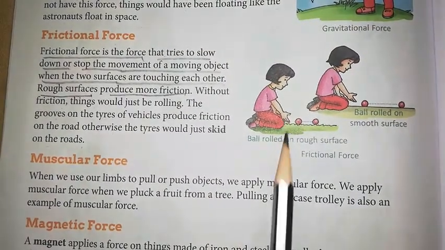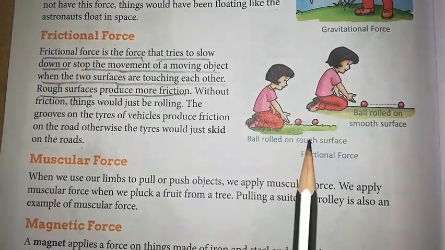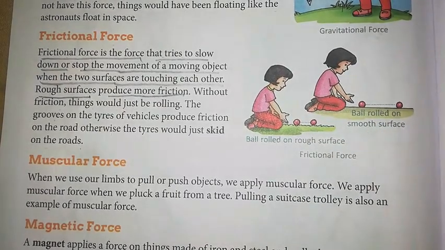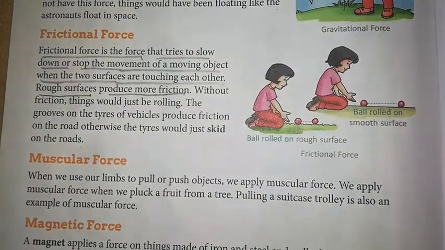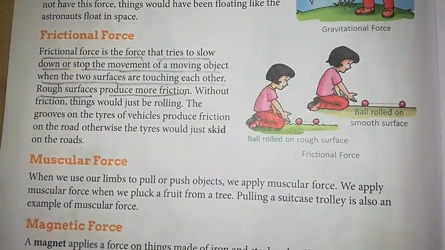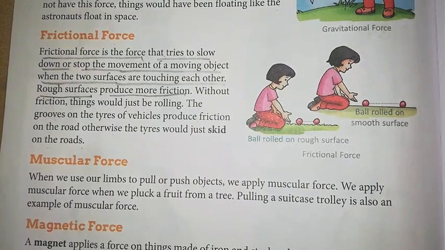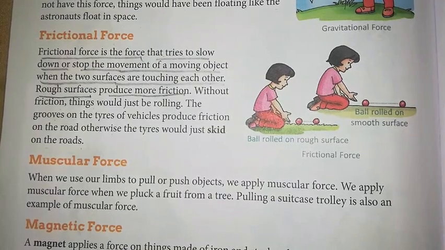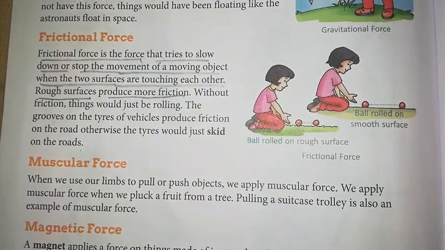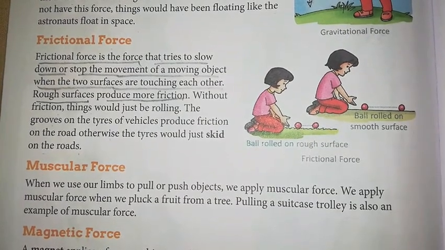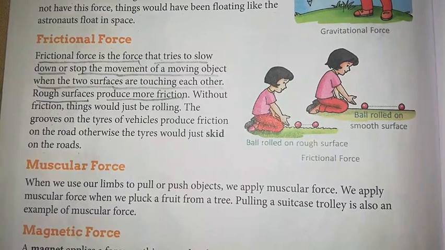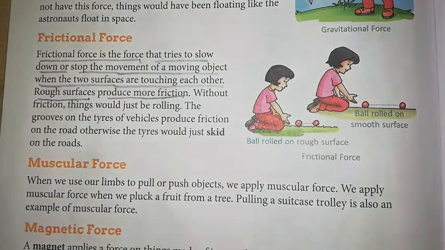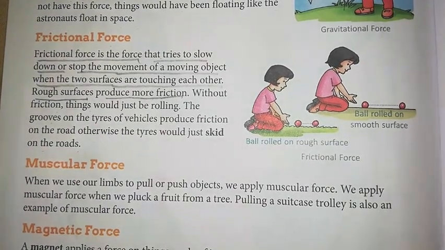Now, look at these pictures. A girl is rolling a ball on a rough surface and a smooth surface. We can see that the ball moves less distance on the rough surface and more distance on the smooth surface. Do you know why? Yes, it is because rough surfaces produce more friction. More friction means less movement. This is why the ball moved less distance on the rough surface.